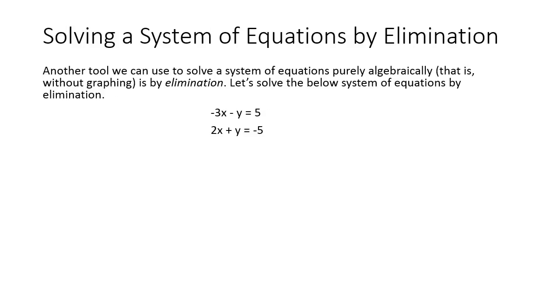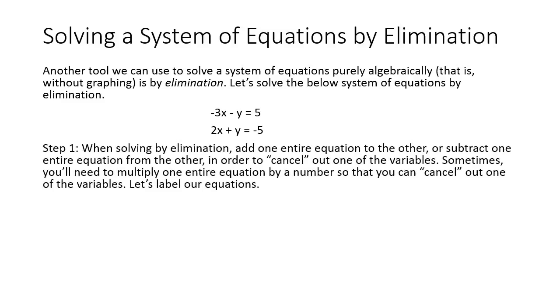So let's solve the below system of equations by elimination. Step 1. When solving by elimination, add one entire equation to the other, or subtract one entire equation from the other, in order to cancel out one of the variables. Sometimes you'll need to multiply one entire equation by a number so that you can cancel out one of the variables. Let's label our equations A and B.